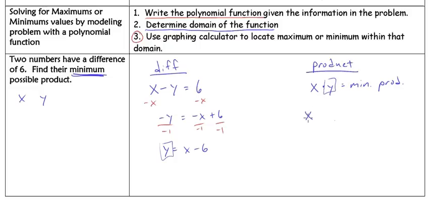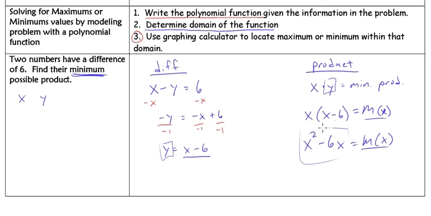All right, so we'll have x times x minus 6, which is again going to be our minimum product. We want the minimum of our function. So here's our function m of x. We're looking for the minimum, and we've got x squared minus 6x is that function, and just call it m of x. And we're looking for the minimum here of this function. So hopefully you're seeing, hey, this one here is a parabola.